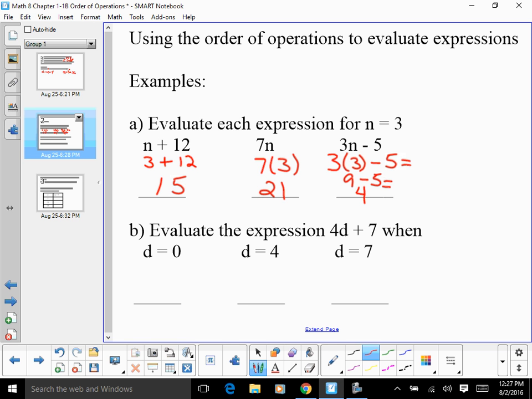This time in B, they have given us the expression 4 times D plus 7. And now they give us 3 different values for the variable D. It's done the same way. I'm going to substitute in 4 times 0 plus 7.